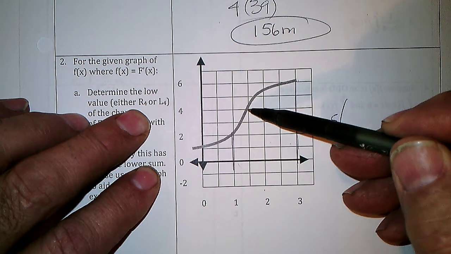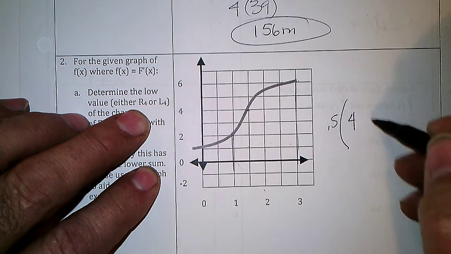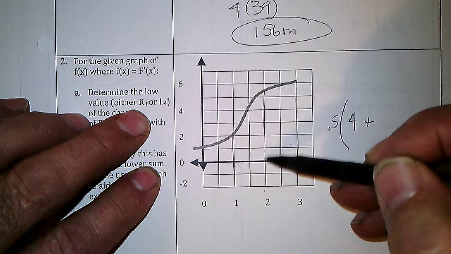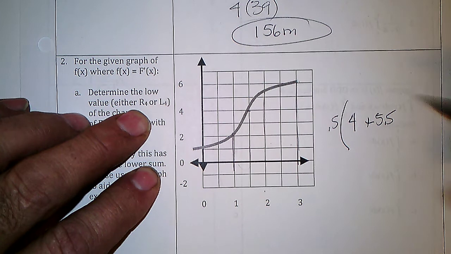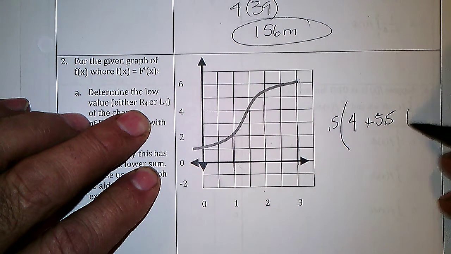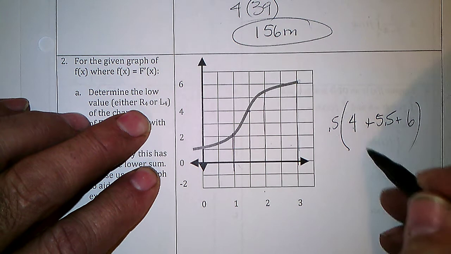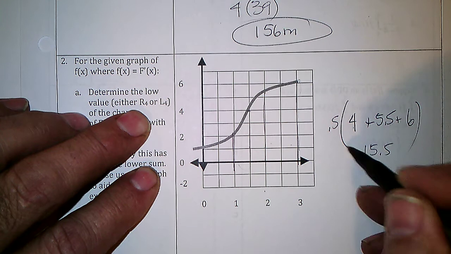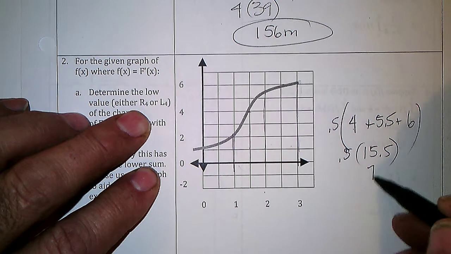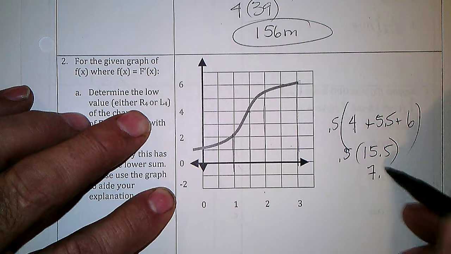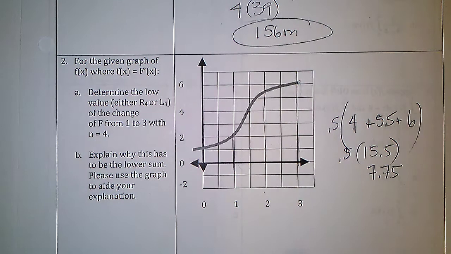That would be height of 1, 2, 3, 4. Plus the right side of this one would be 5.5. And the right side of this one would be 6. So 10, 15.5 times a half is 7.75. There's no units given on here, so we can't give any units.